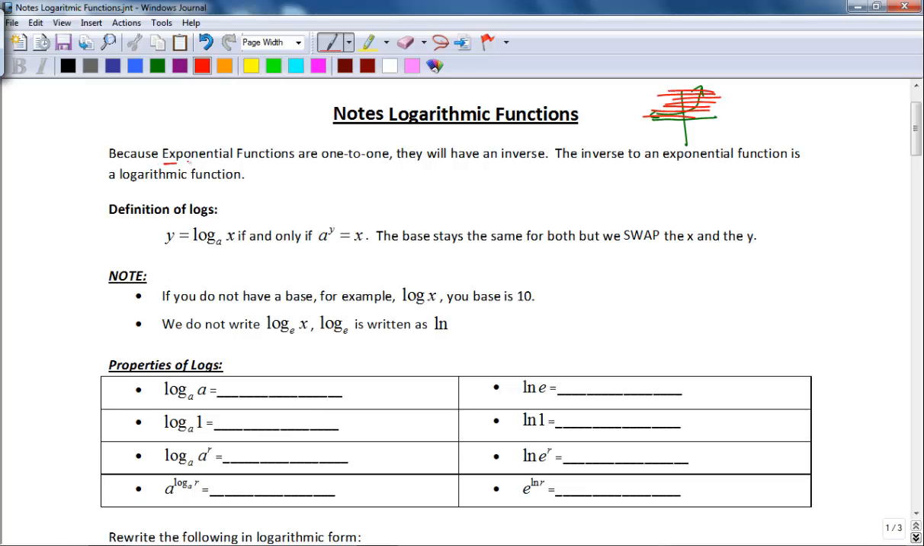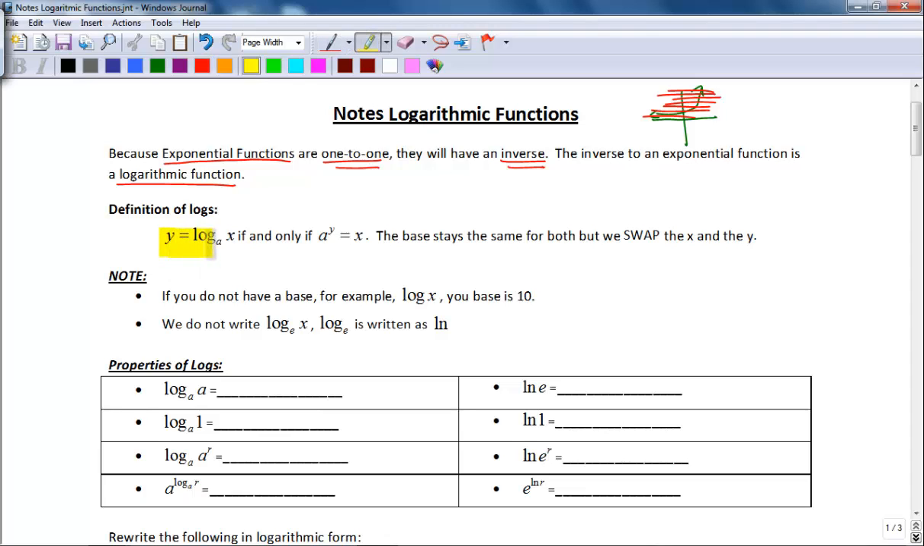Because exponential functions are one-to-one, they have to have an inverse, right? According to our definition, if a function is one-to-one, it has an inverse. Well, the inverse of exponential functions are logarithmic functions. Let's look at the definitions of logs and how they correspond to exponentials. So the definition of logs is as follows.